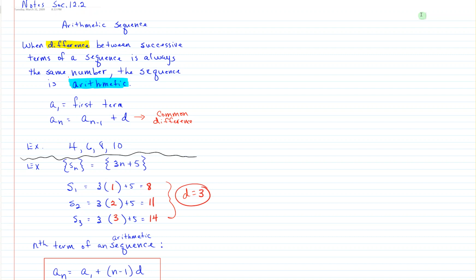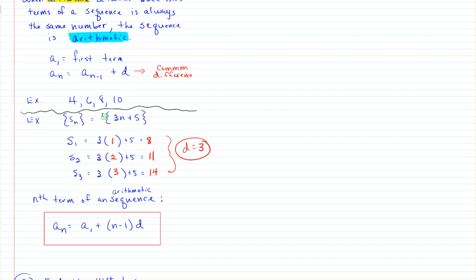This is section 12.2, and it's about the arithmetic sequence. It's a particular kind of sequence where the difference between successive terms is always the same number. Then the sequence is arithmetic. So a sub 1 is your first term, and a sub n, the general form, is a sub n minus 1 plus d. And d is the common difference.